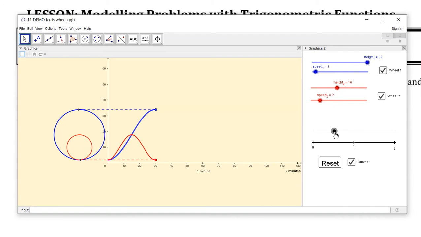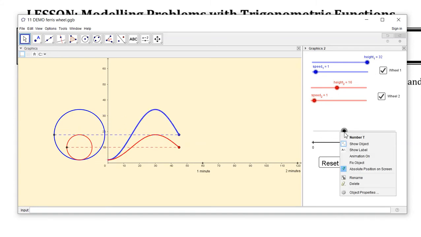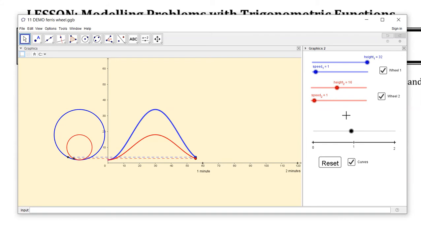Oh, and this one, let's make these equal. So the speed of one just means it takes 1 minute. So these two have the same period, but a different max height, so a different amplitude, and a different zero line, right? But the same period.